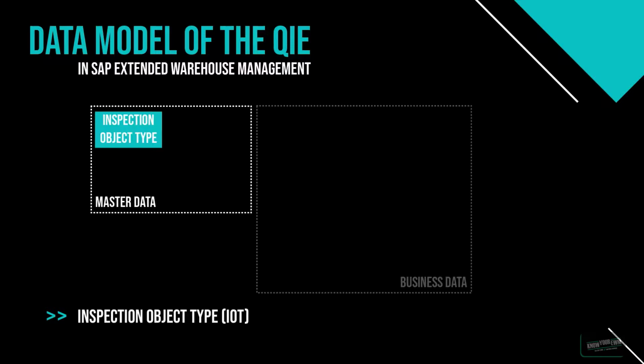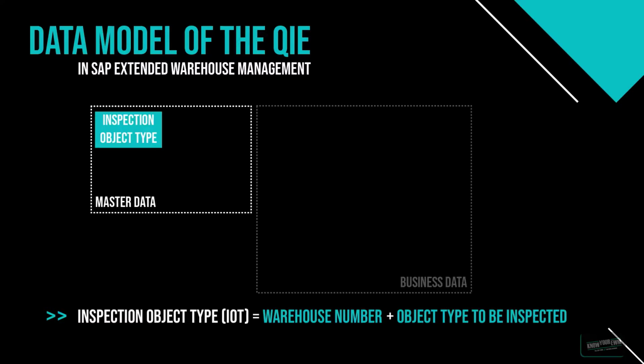Other than the actual business process, the IoT is defined by two other properties. One being the warehouse number, and the other one being the object type to be inspected. The object type to be inspected is, for example, a product, a handling unit, or maybe an inbound delivery. For each inspection object type, we need to define so-called inspection rules. An inspection rule is defined by specific values of the three properties we were just talking about. For example, defining an inspection rule for a product from a specific vendor.